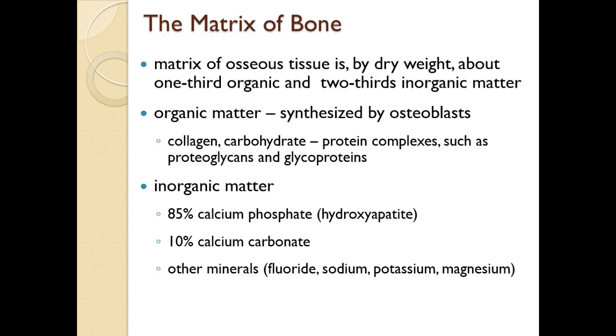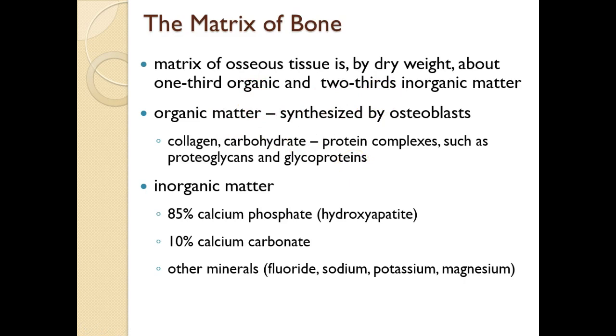When you see a term like proteoglycan and glycoprotein, that should in a way tell you what that molecule is made up of. Proteo means protein. Glycan, G-L-Y-C, refers to carbohydrate. So a proteoglycan would be a carbohydrate that has a protein component to it, and a glycoprotein would be a protein that has a carbohydrate component to it. They're kind of the same. They're both made up of both protein and carbohydrates. That's the organic component, which again is one third of the matrix.